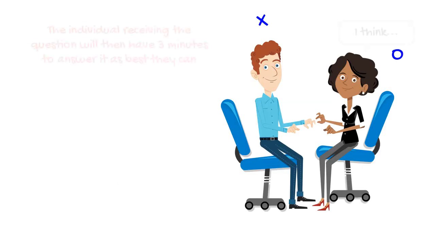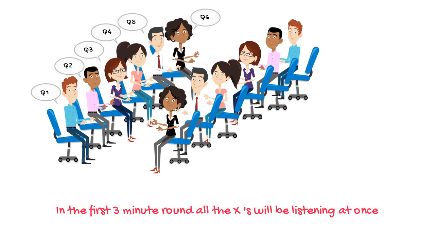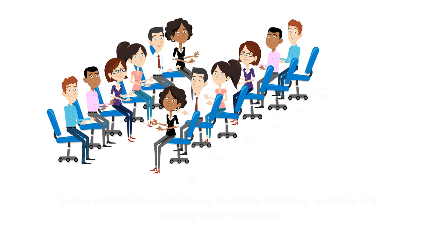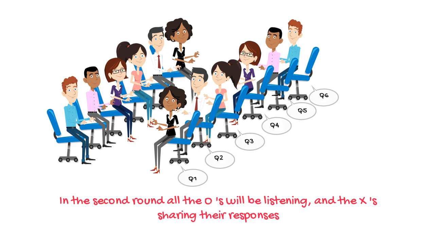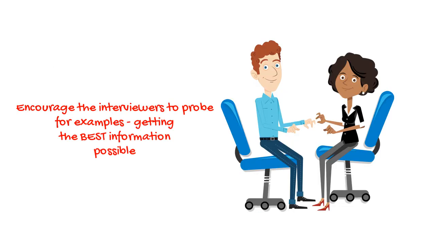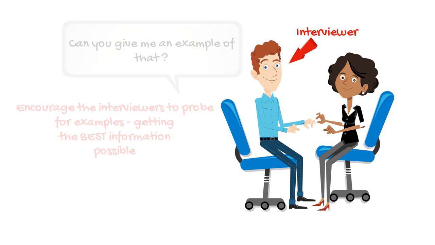The individual receiving the question will then have 3 minutes to answer the question as best they can. In the first 3-minute round, all the X's will be listening at once. Then in the second round, all the O's will be listening and the X's will be sharing their responses to the question, so be prepared for the room to get noisy. As the facilitator, encourage the interviewers, those asking the questions, to probe for examples, getting the best information possible.